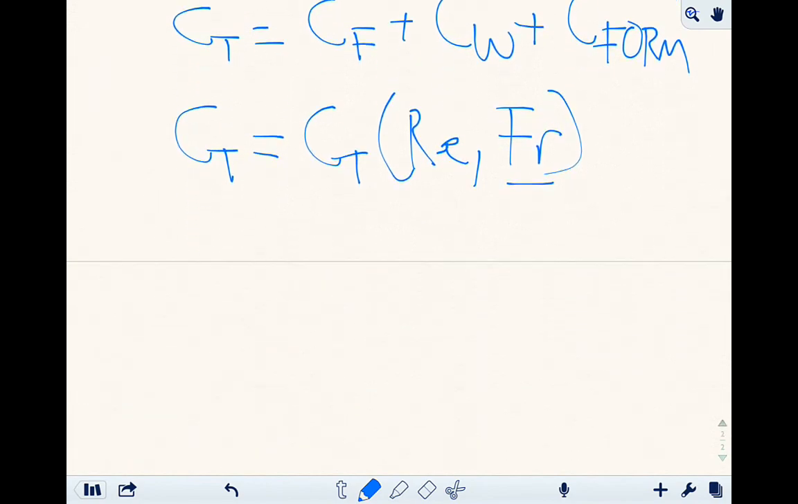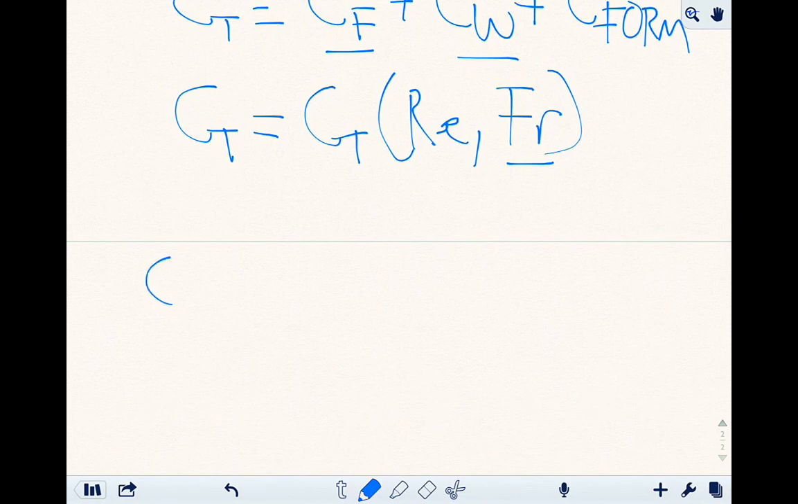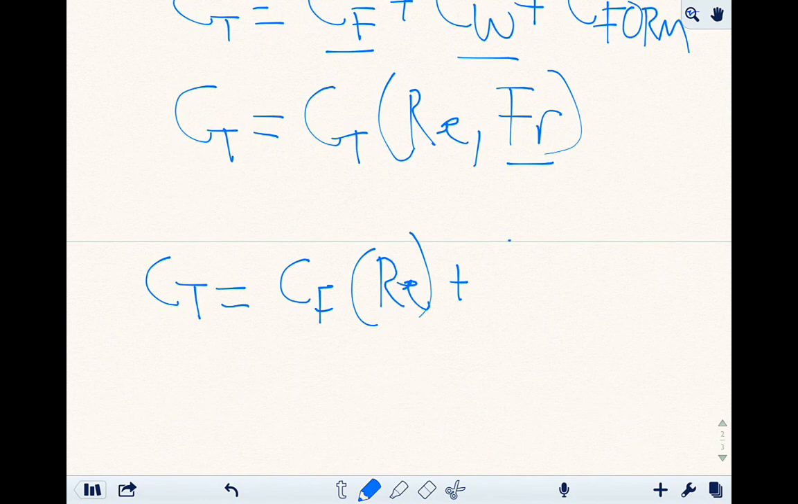The assumptions of the resistance decomposition are that these components up here can be broken down in the sense that we can write this as CT equals CF as a function of Reynolds number, and we'll talk about these assumptions in a second, plus CW as a function of Froude number, plus C form.